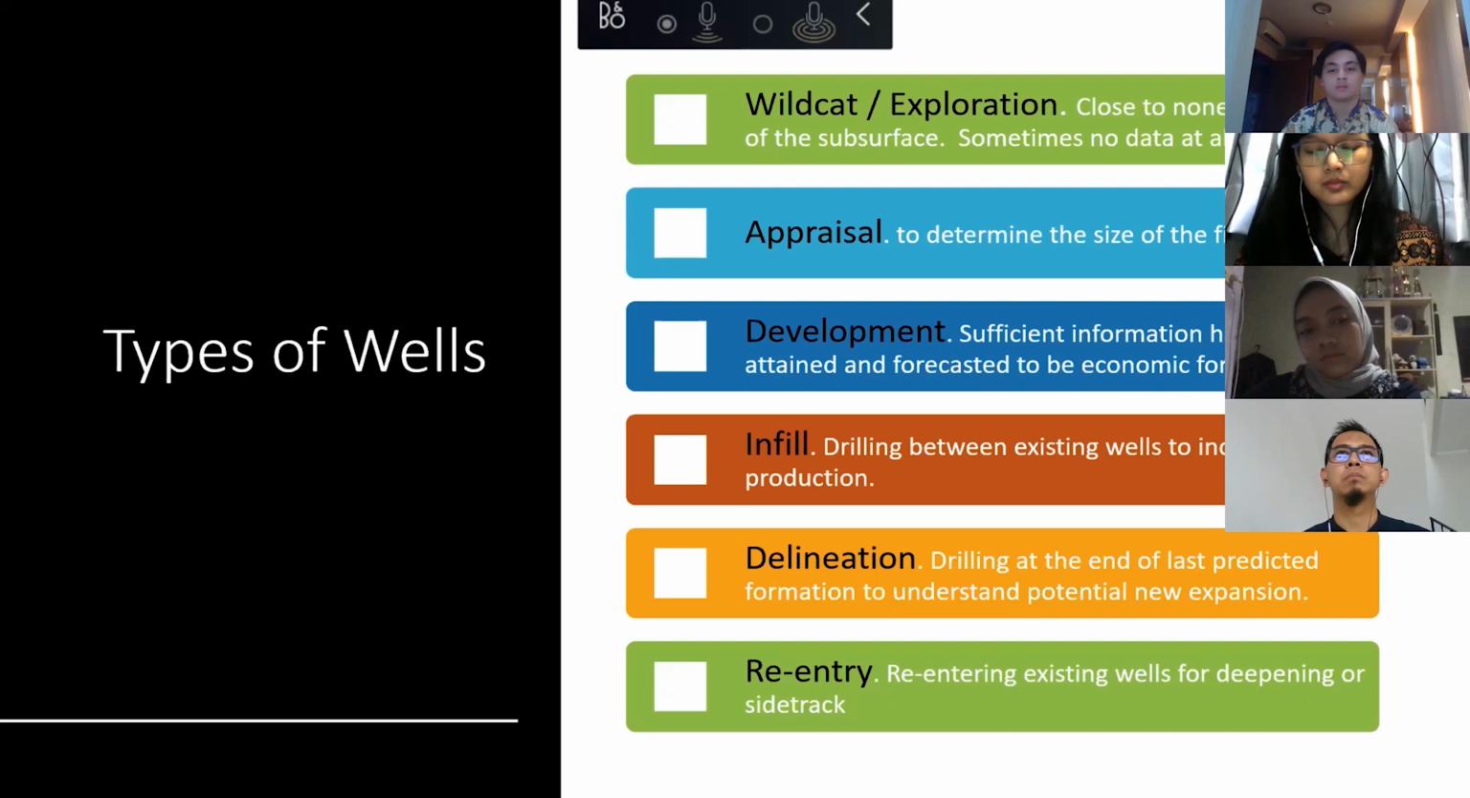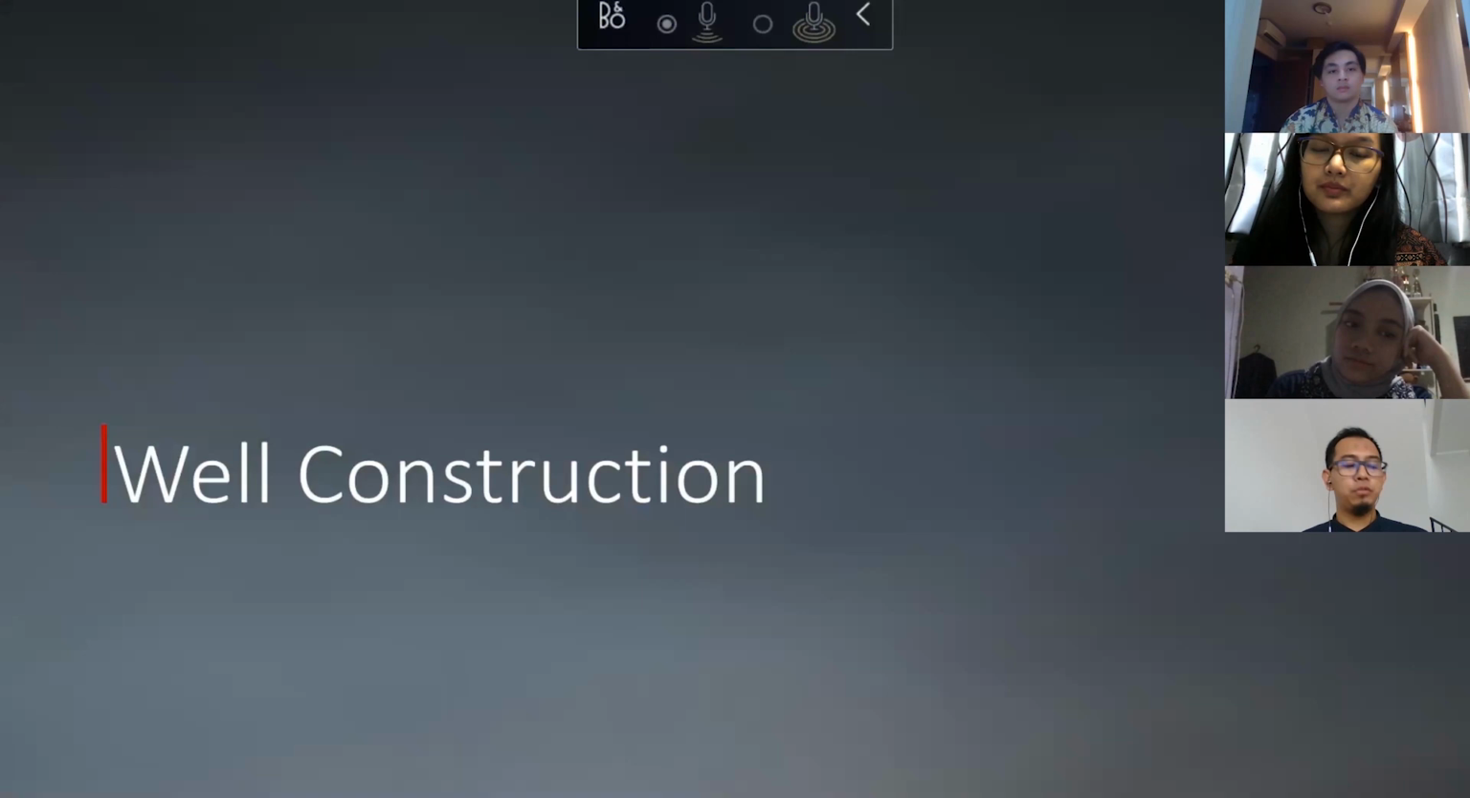So those are the types of wells. There are six main types. I believe there are some more to this, but because they're not well known, I don't put them here. Next will be about well construction.